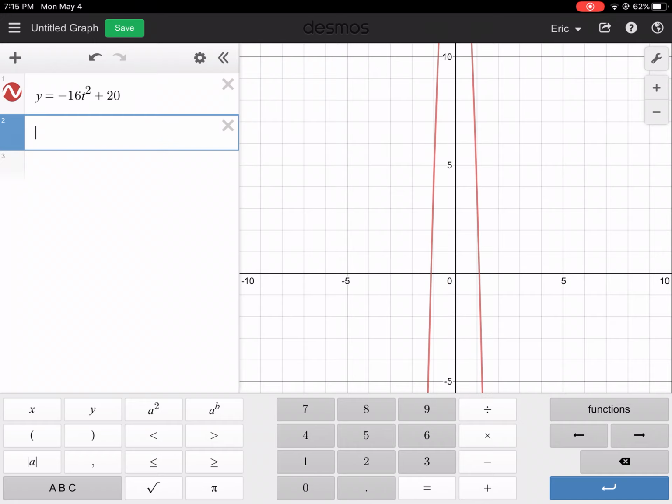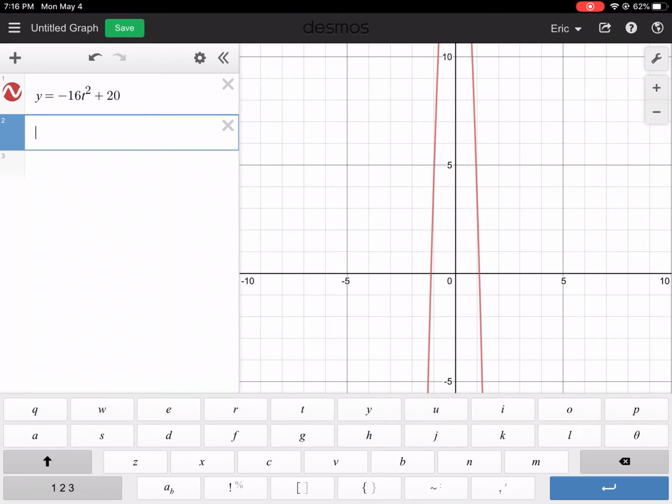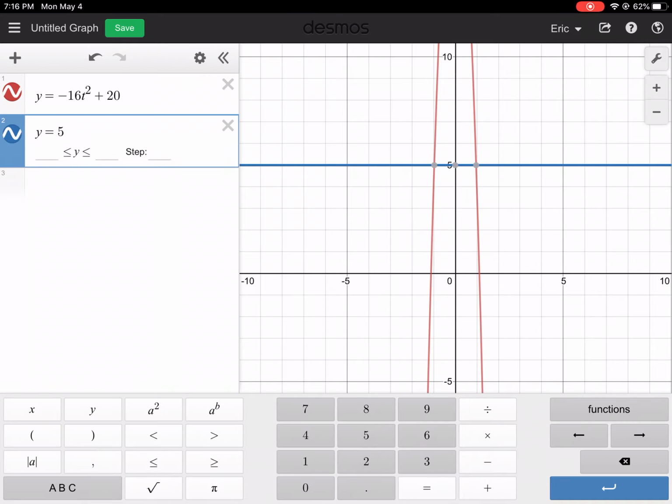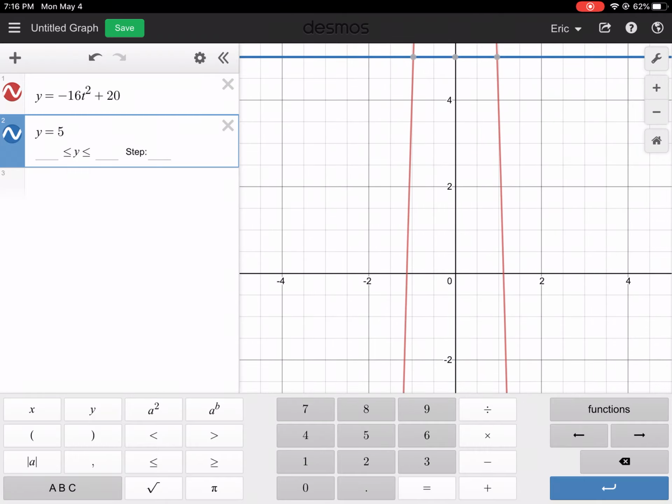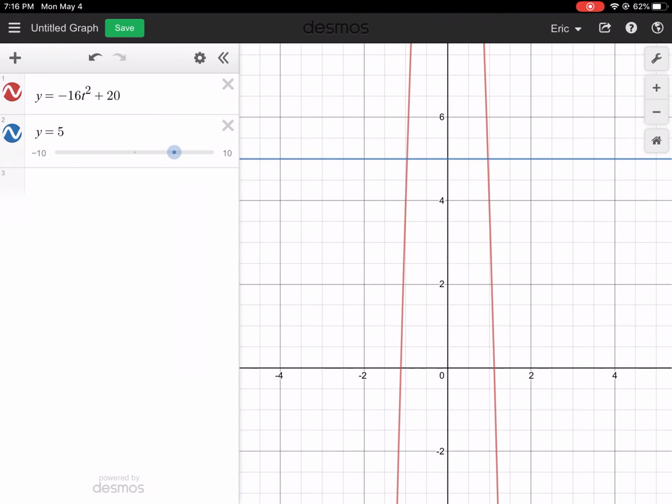So that's one equation. And the next one, you could do a g of x, or you could just do a y again. It'll be a different color. So you can just do y equals 5. And if you notice, it puts a horizontal line right there. Then you can see where it crosses. So you can see where the blue line crosses the red line. It crosses at 1.